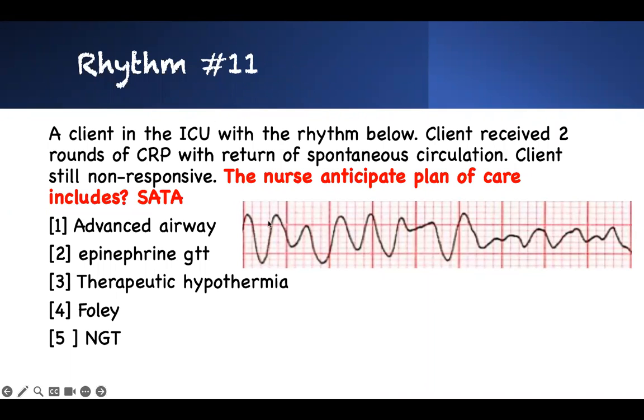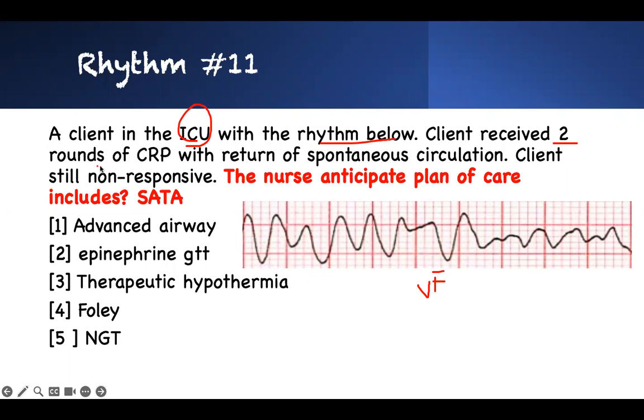this is a number 10 rhythm, but I intentionally labeled it number 11 because I just want to emphasize a point. A client in the ICU with the rhythm below. So they have this rhythm. We've seen this before, right? This is VFib.